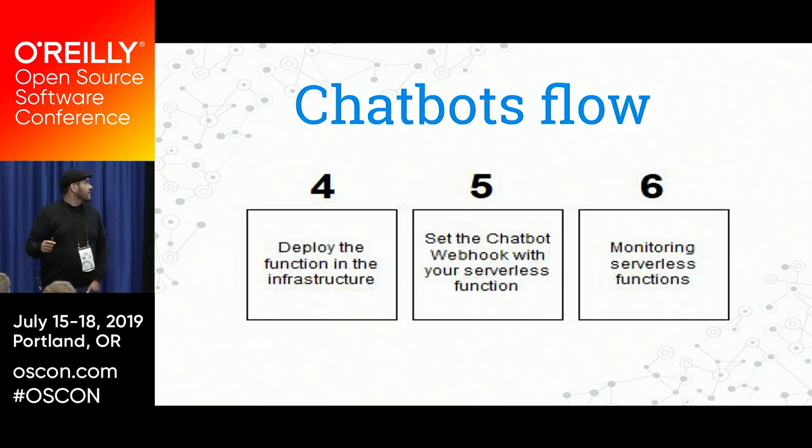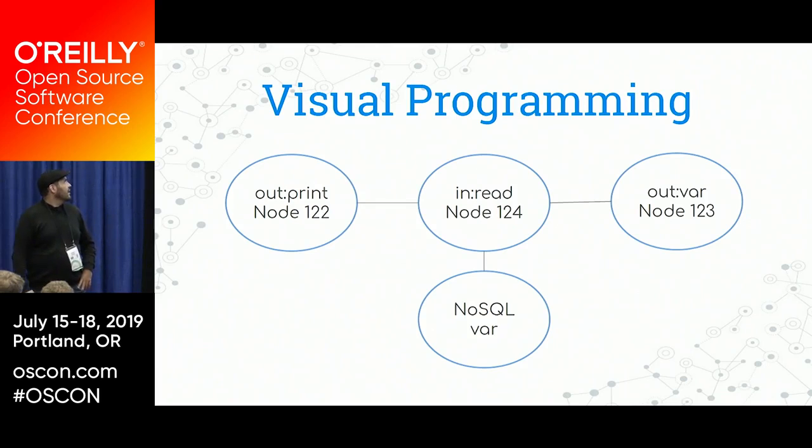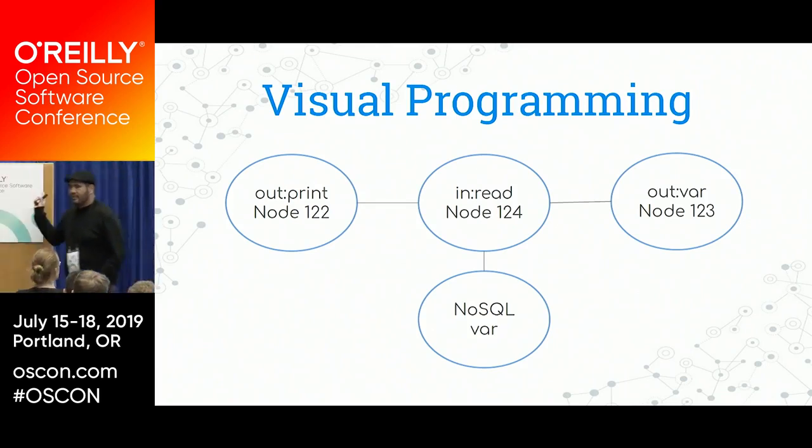In the fifth step, you have to link your solution with the API of that service. They call it setting the webhook. In the end, you have to do some monitoring, so your serverless function displays your data, what is happening. Here is the big challenge.